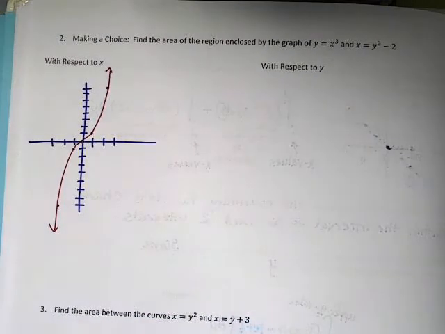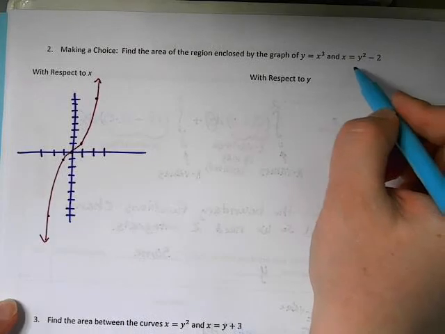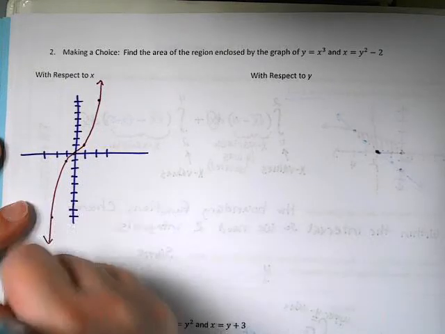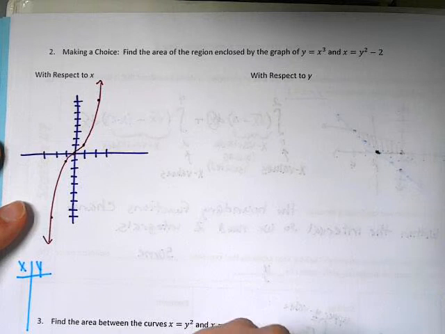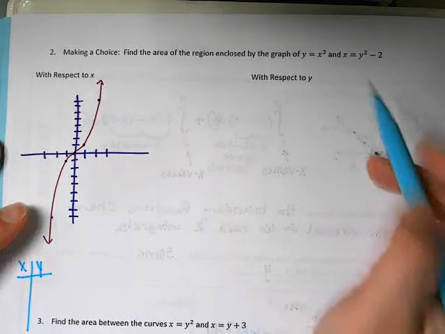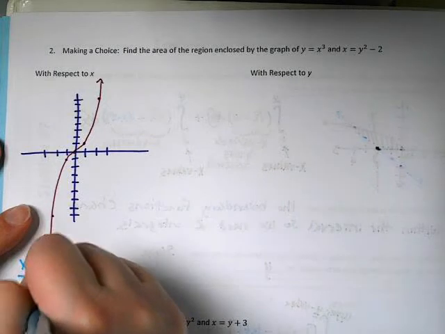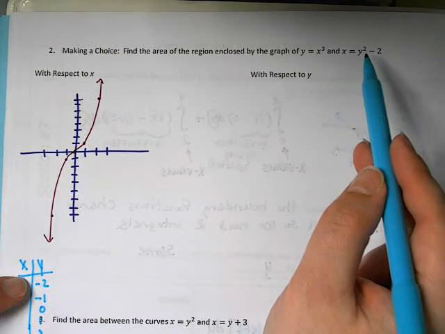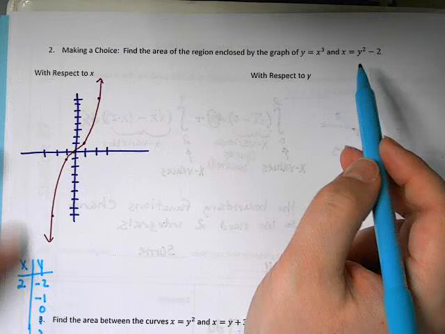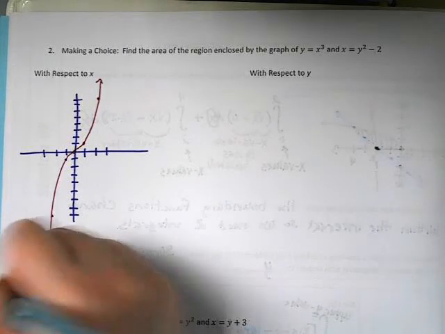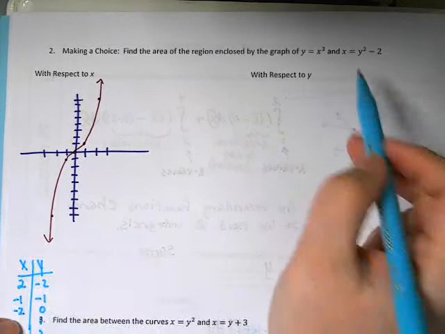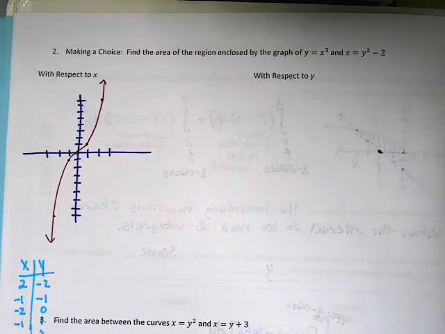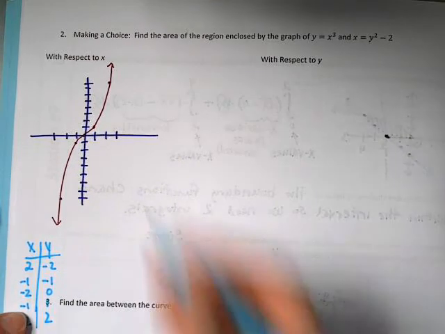And then my other one is x equals y squared minus 2. Because it has the x isolated, I'm going to make a table and plug in y values: negative 2, negative 1, 0, 1, and 2. Negative 2 squared is 4, minus 2 is 2. Negative 1 squared is 1, minus 2 is negative 1. 0 gives negative 2. 1 gives negative 1. And 2 gives 2. So I can go ahead and plot those points.